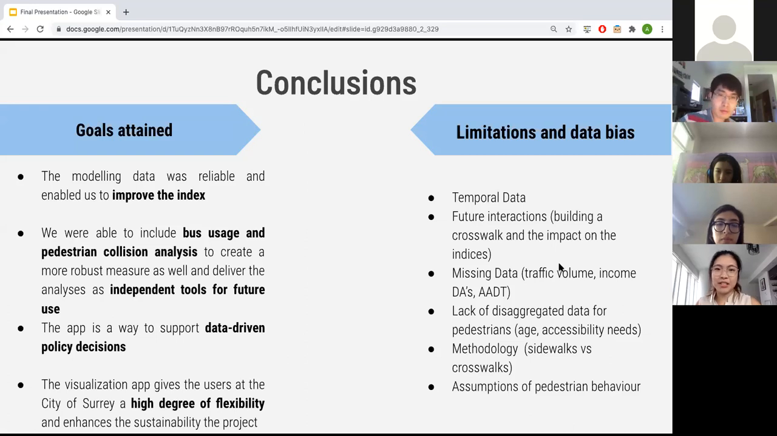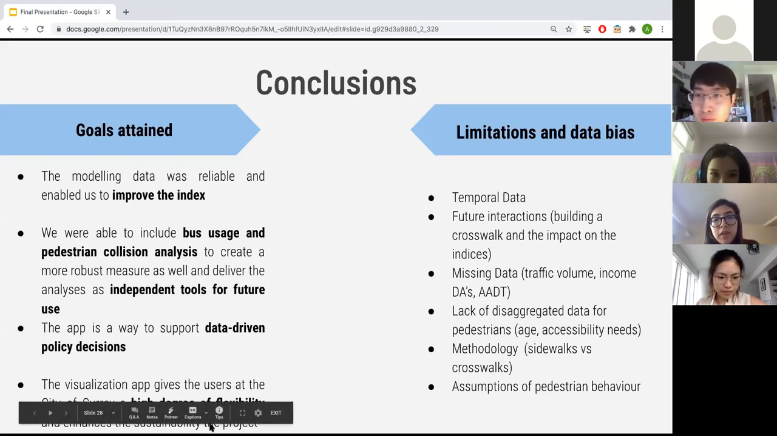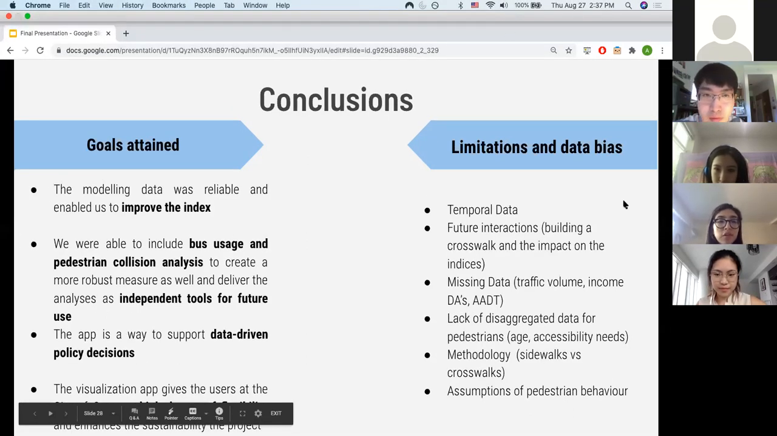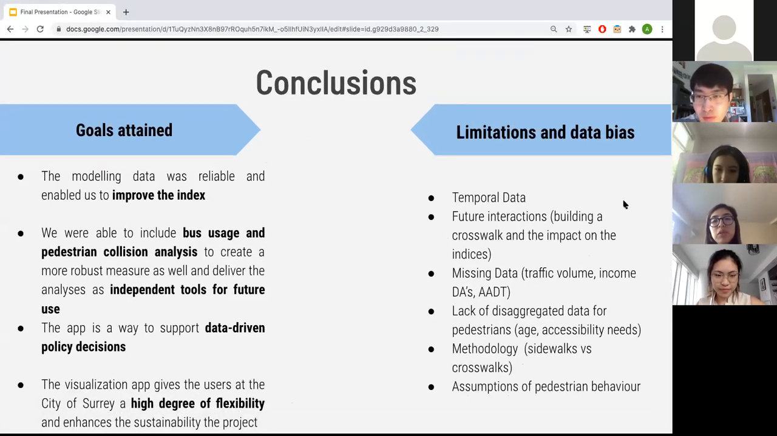I'm just going to pass it off to Julia for a very quick conclusion to our project. Thank you, Alina. So before we wrapped up, we wanted to reflect a little bit on the goals that we were able to achieve, but also talk a little bit about the limitations and the data biases inherent in any project that involves data.